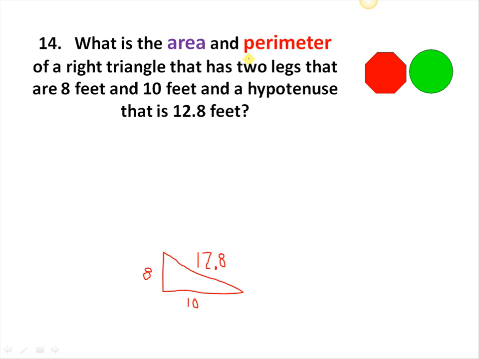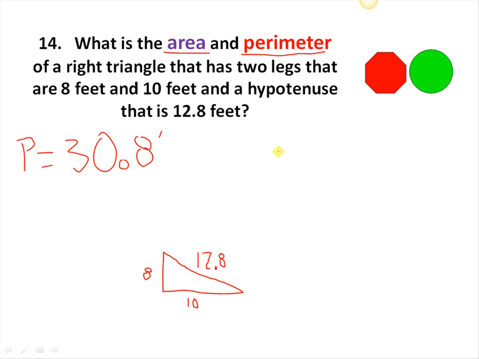So the perimeter, well, that's the easier one to do. That's just perimeter. That's the total distance around. It's the edge all the way around. So we have 8 plus 12.8 is 20.8, plus 10 is 30.8. So our perimeter equals 30.8 feet. Now it says, what's the area?